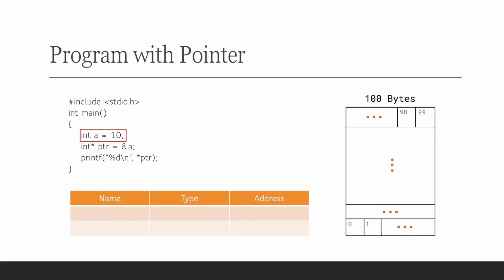The first line declares variable A and initializes it with value 10. As we know, 4 bytes of memory is allocated and value 10 is stored in that memory. And a symbol table entry is created too. The second instruction declares an integer pointer and initializes that with address of A. Recollect the notation here.